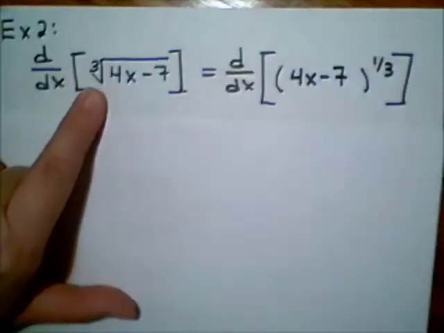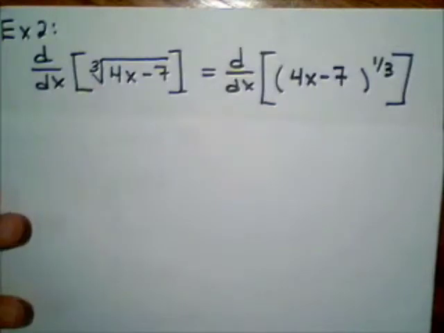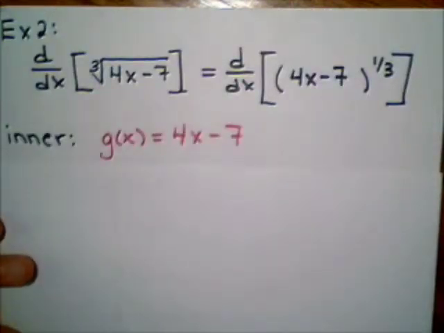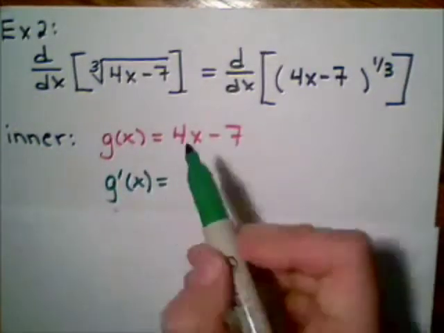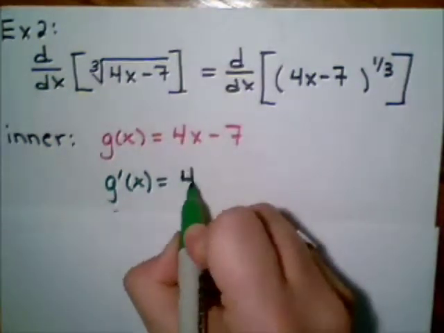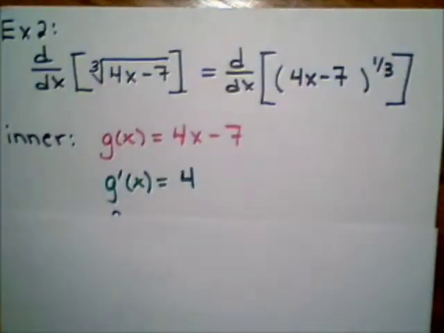So now this should remind us of example 1. We look for the innermost function, which is that polynomial 4x minus 7. And we might as well go ahead and take the derivative of that function. Well, that would simply be 4, the slope of that line.